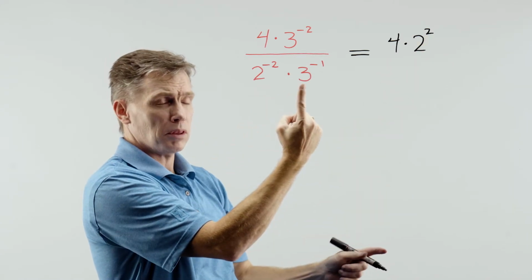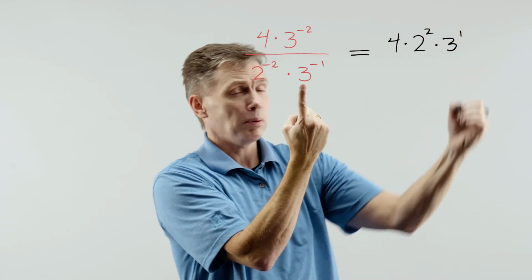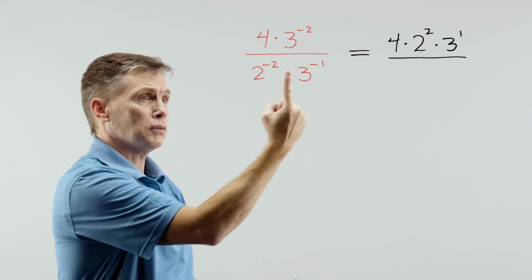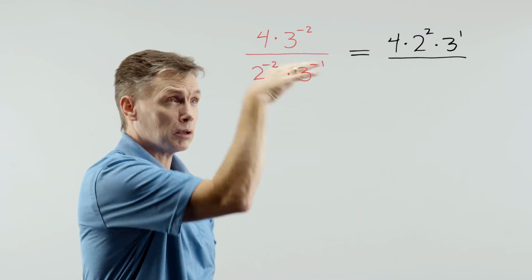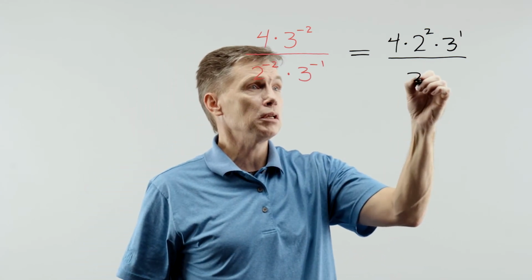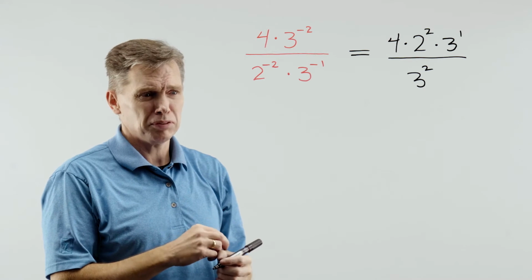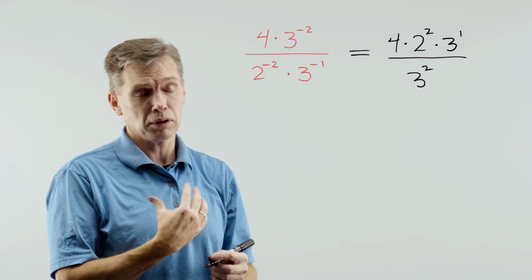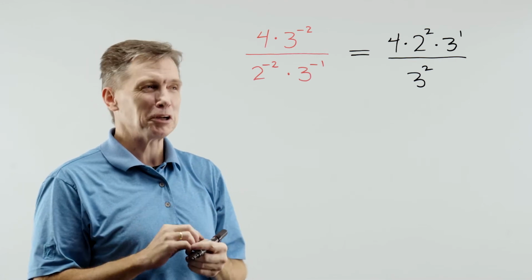I'll do the same with this 3. It becomes a factor up top to the positive 1 power. Divide by this 3 that was in the numerator to a negative 2 power, which goes down and becomes 3 to the positive 2 power. So that's my first step, rewriting all of those factors so they have positive exponents. And the way I'm able to do that is by shuffling them top or bottom, of course not randomly.